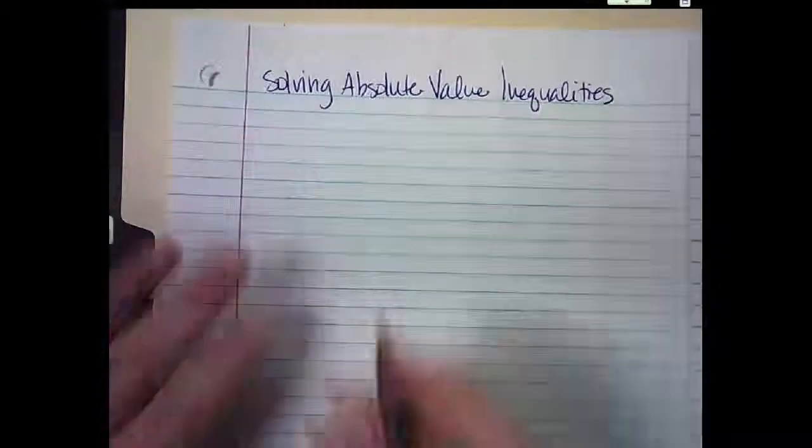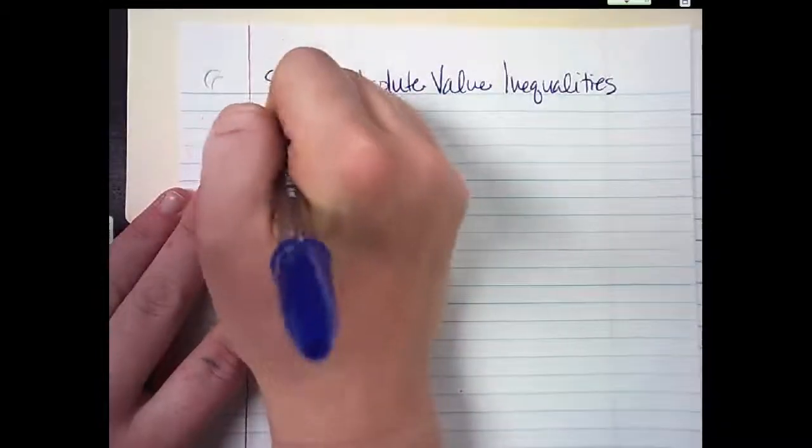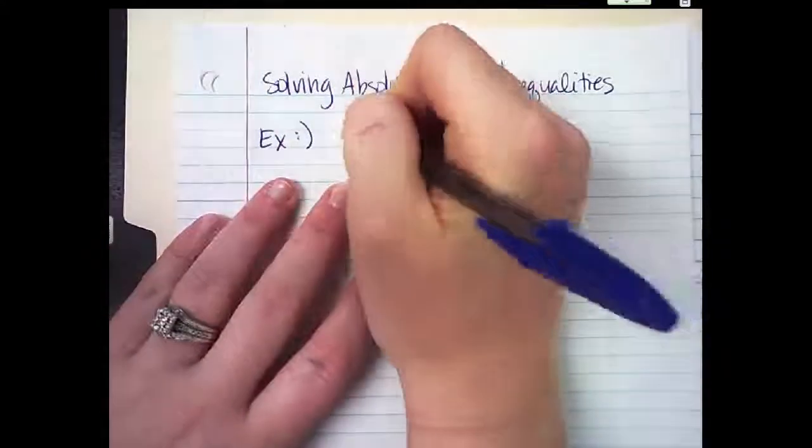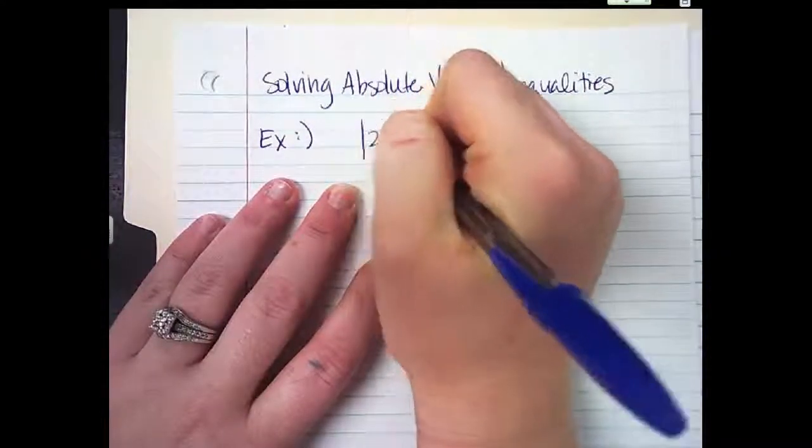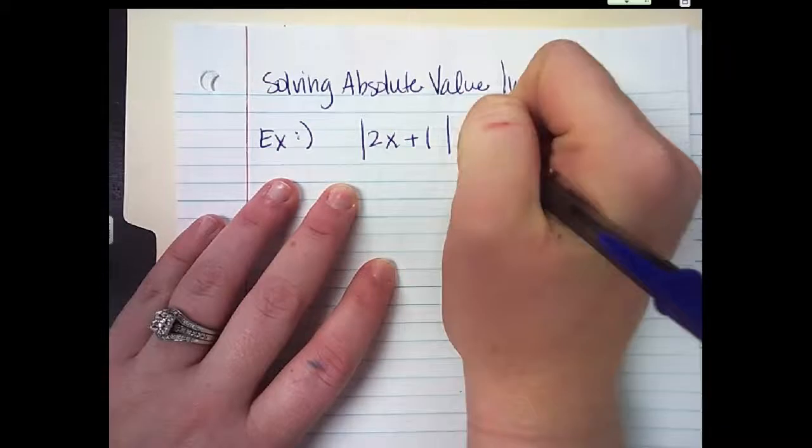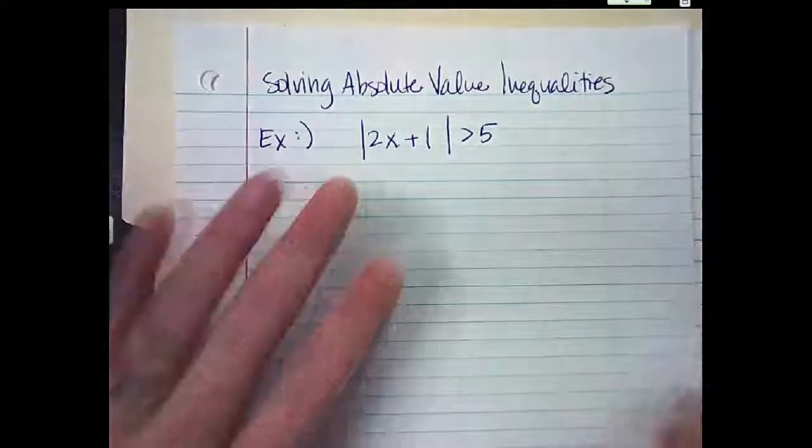Okay, so solving absolute value inequalities. So let's jump right into an example. Absolute value of 2x plus 1 is greater than 5.